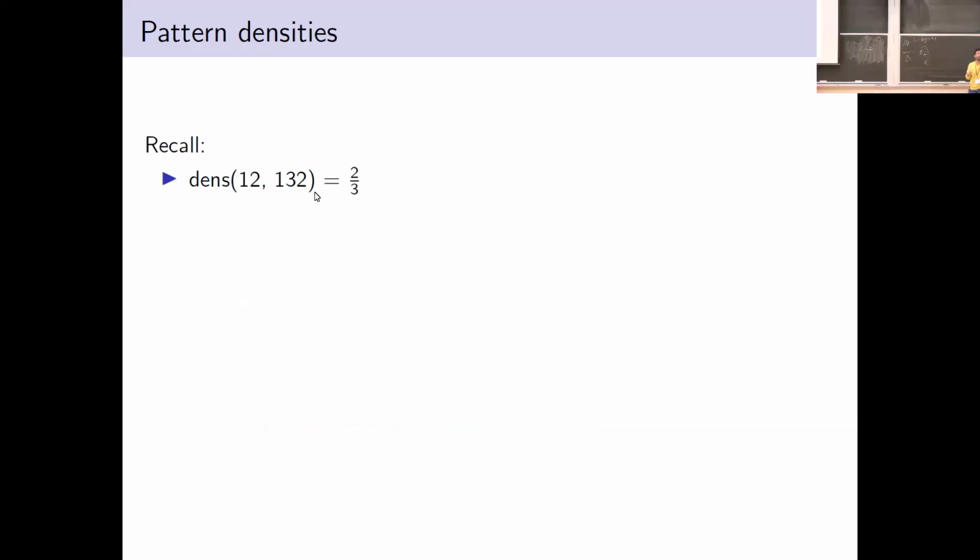If I take a small permutation and a large permutation, a very natural question you could ask is how often do I see the small one in the large one? This is what we will mean by density here, and this has already been defined. Just a reminder: in the case of these two, the 1-2 permutation showing up in 1-3-2, the density is 2/3. And we can do this calculation quickly.